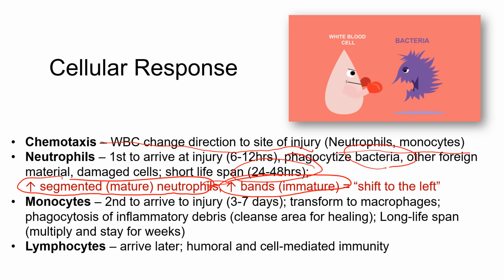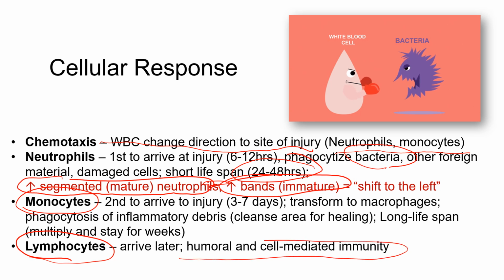So if we see those numbers are elevated, we call that shift to the left, which means the body is making more neutrophils in anticipation of fighting off some kind of infectious process. Okay, then we have monocytes. These guys are the second to arrive to the injury site. It's going to take a few days for them to come. They're going to kind of do cleaning. Okay, they're going to stay there for a while. They're going to get the place ready for healing. And then lymphocytes, which we will learn in our immune chapter, is related to humoral and cell-mediated immunity. So all of these cells are very important in the inflammatory response and in our immune system.